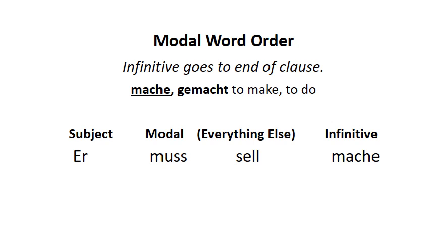Now in English we don't do this. We put the infinitive right after the modal, right? We would say he must make it. We'd have the modal must, and we'd have the infinitive make. But in Dutch, that infinitive goes to the end, right? Literally, translating like in the English word order would be he must that make. The infinitive goes to the end.